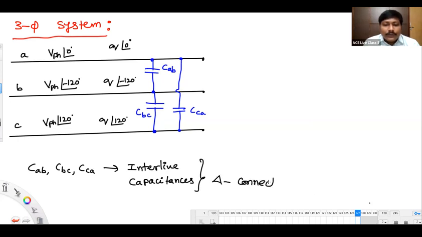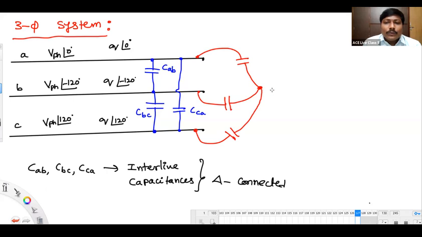Delta connected interline capacitances. Now we are going to convert these into star, like this. A to neutral, B to neutral, and then this is C to neutral. It's a neutral. It's point A, point B, point C. A to neutral, B to neutral, and then this is C to neutral. Star.